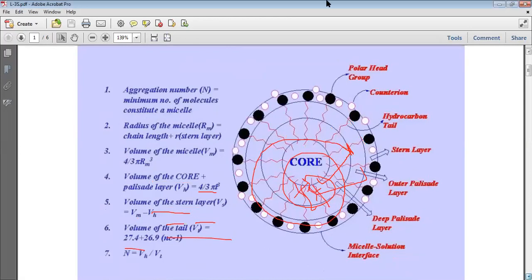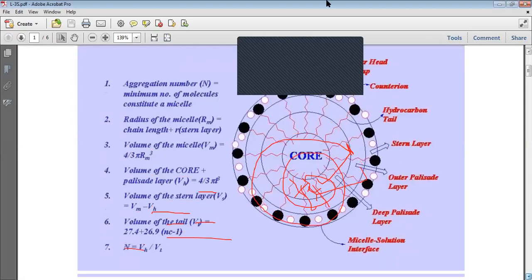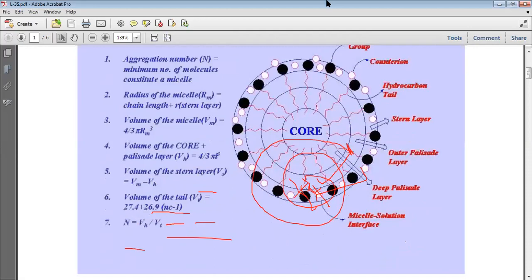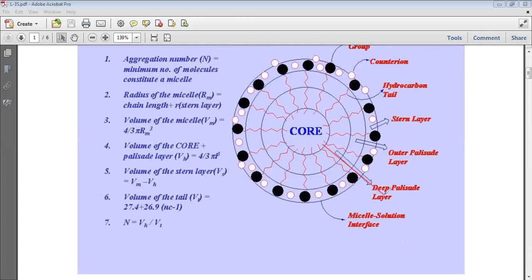The micelle solution interface. This basically separates the micelle from the bulk solution.